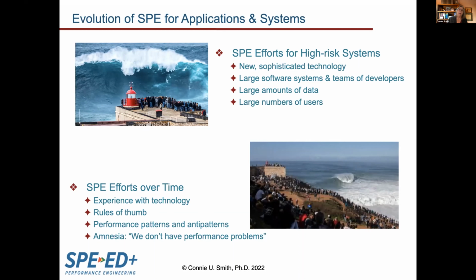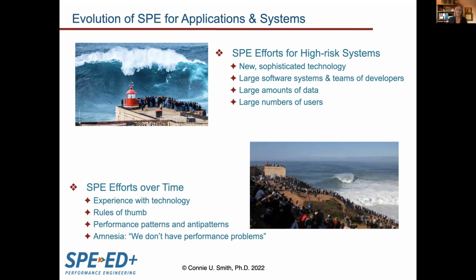When you had one of those big waves coming, you applied a great deal of effort to make sure that you were managing performance. However, over time, things calmed down. You might have had new sophisticated technology initially, but as you gained experience with that technology, you developed some rules of thumb. You came to understand patterns and anti-patterns, and you understood the performance of that system, and it didn't require the same degree of effort. And so, therefore, it didn't require those overly complex, detailed queuing network models.